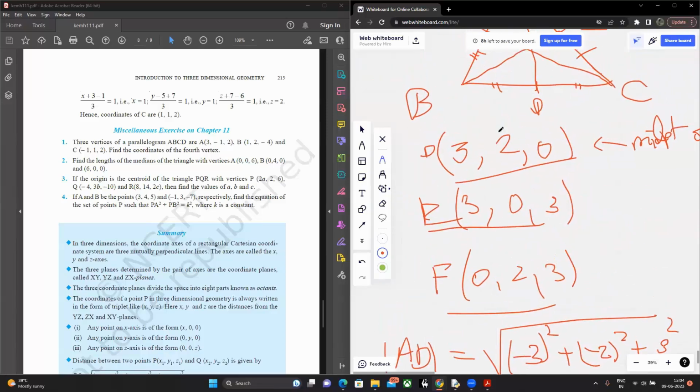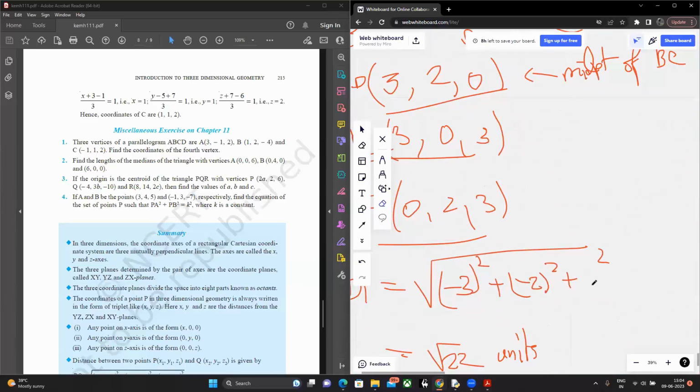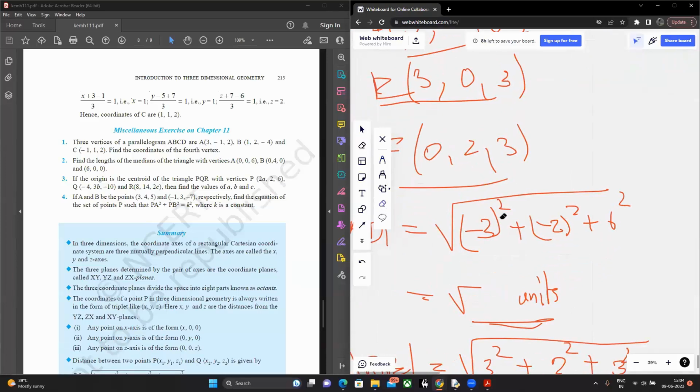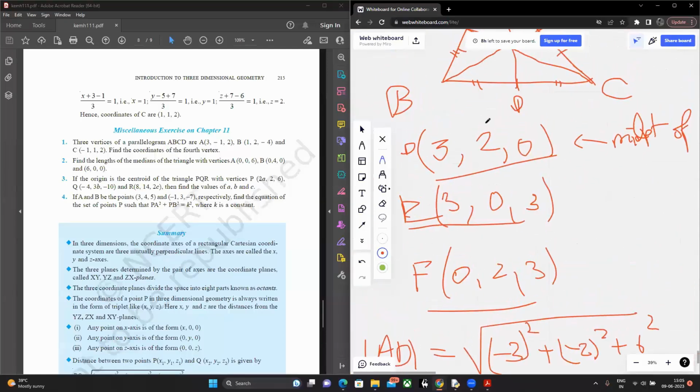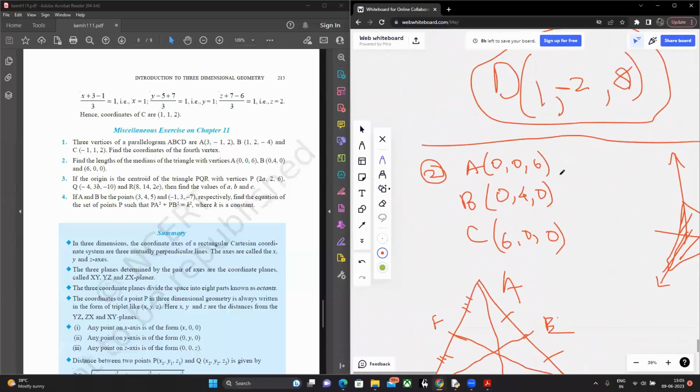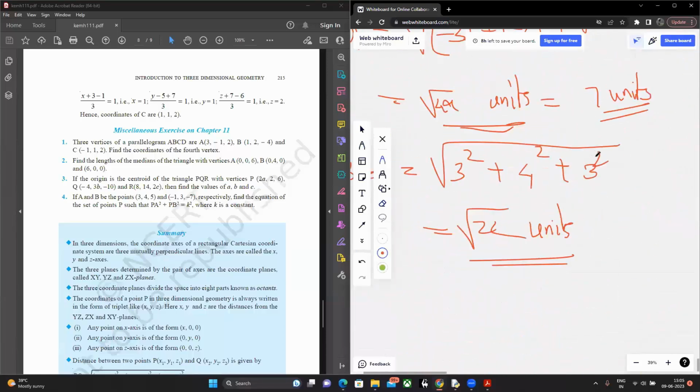This is 0,0,6. So this is minus 3, minus 2, and this is not 3, this is 6. Very sorry for that. So instead of 22, this is 9 plus 4 plus 36. That is 49, root 49 units. That is going to be 7 units. Similarly over here, we're going to have 3 square plus 4 minus 0, that is going to be 4 square, and then 3 square. And there's not 2 square. So you're going to have 3 square plus 4 square plus 3 square. That is 9 plus 9 plus 16. That is 18 plus 16. That is root of 34 units and not 22 units.